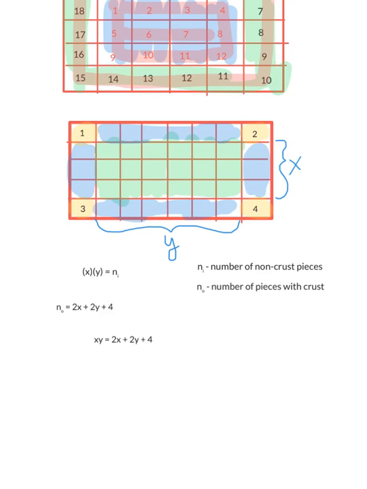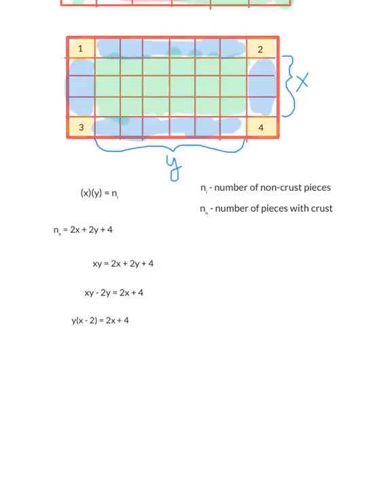And now we just rearrange this, get all the y to the left and get all the ones that don't have y to the right. And now we could factor out the letter y because that's a common factor on the left. Now we could divide both sides by x minus 2 as long as x doesn't equal 2. So now we have a rational equation. y equals 2 times x plus 2 divided by x minus 2, x can't equal 2, of course.